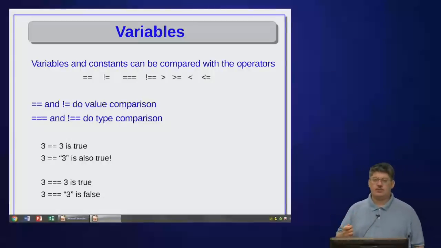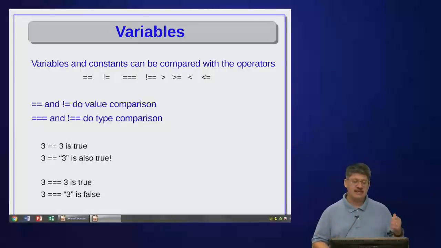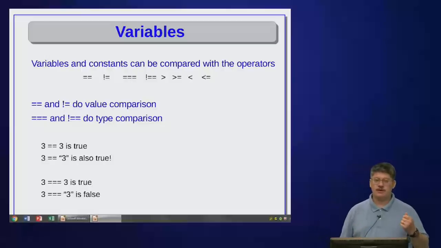The difference between equal, equal, and three equal signs is that equal, equal, and bang equal, the comparison operators with just two symbols, do value comparison. So if I compare the number 3 with the number 3, of course they're equal, so I get true. But if I compare the number 3 with the string 3, as long as I'm using equal, equal, I will still get true, because the values are the same. It takes the string, compares it to the number as numbers, and if the value of the string is the same as the number, it's true. So the string 3 and the number 3 are equal if I use equal, equal.